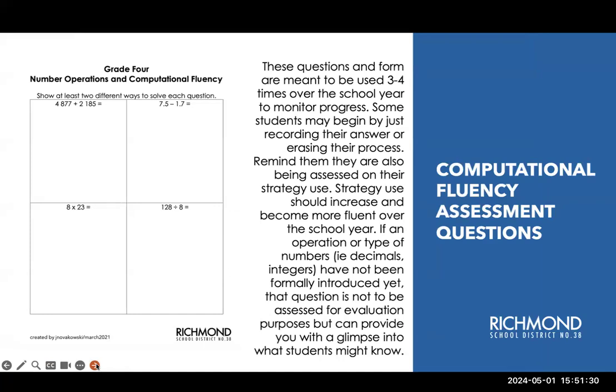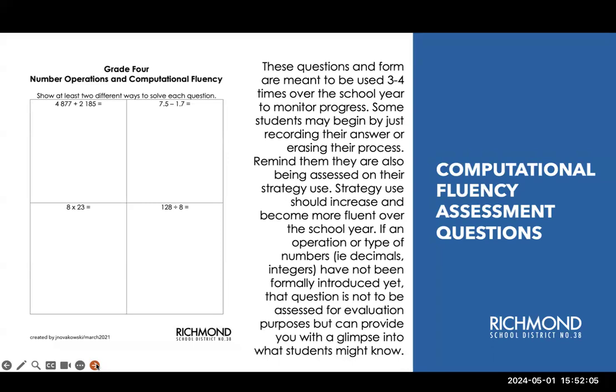In that assessment tile, there's these computational fluency questions. Again, there's 4 questions for each grade level, except for kindergarten, where there's only 2. And these questions are meant to be used over the year to monitor progress around computational fluency. So 3 or 4 times over the year, you can use the same questions because getting an accurate solution is part of this, but it's also about showing how students have fluency and flexibility with the different ways they get that solution. And that's why there's those boxes for them to record the different ways they could solve.